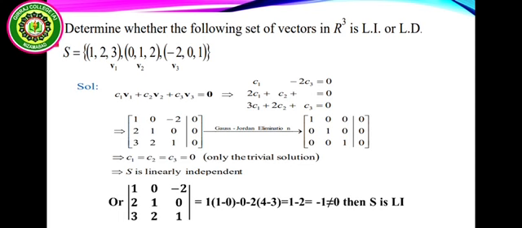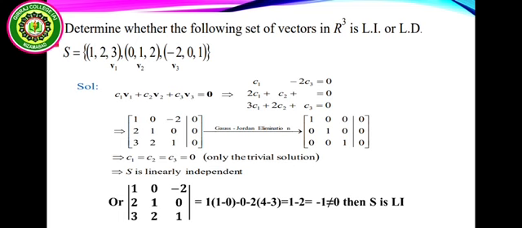The matrix A is reduced to upper triangular form, and then we get the matrix [1 0 0; 0 1 0; 0 0 1]. Upper triangular form means the elements below the diagonal are zeros. Multiplying by C1, C2, C3 equals 0, 0, 0. From the first row, 1 into C1 equals 0; from the second row, 1 into C2 equals 0; from the third row, 1 into C3 equals 0. So all scalar values are zeros. Therefore we say that the given set is linear independent.